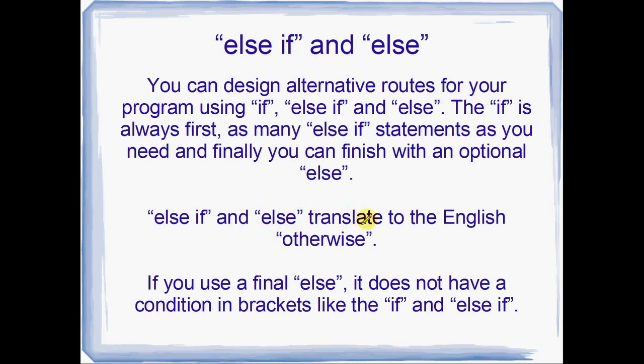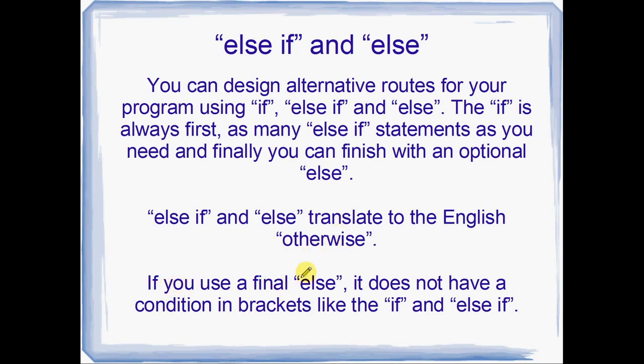Else if and else translate pretty much exactly to the English word otherwise. So we say if a certain condition, then do this stuff. Otherwise, do something else. But instead of the word otherwise, in C++ we use else if and else. Presumably just because it's quicker to type. Else is a shorter word than otherwise. Anyway, you get really used to that.